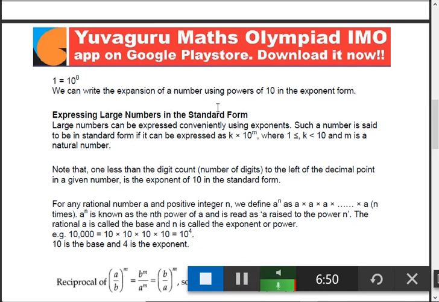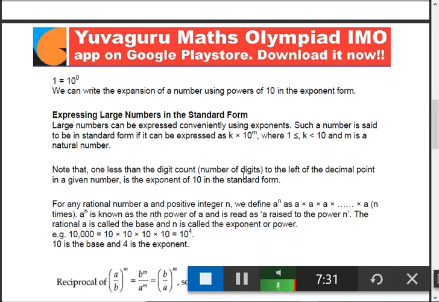Expressing large numbers in a standard form. Now what is the standard form? Okay, we'll see that. Large numbers can be expressed conveniently using exponents. Exponents means 10 raised to something. Such a number is said to be in standard form if it can be expressed as k into 10 raised to m, where 1 is less than or equal to k is less than or equal to 10, and m is a natural number. See here, it's not compulsory that k should be a natural or whole number. It can be an integer or a rational number also. Means it can be 1.5 into 10 raised to 6. It can happen like that.